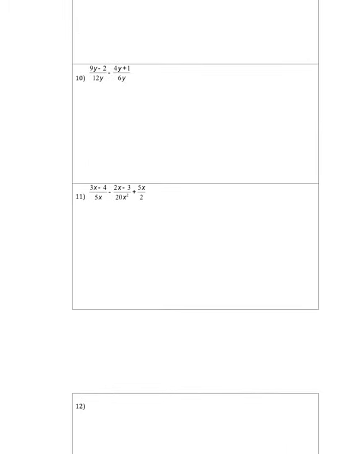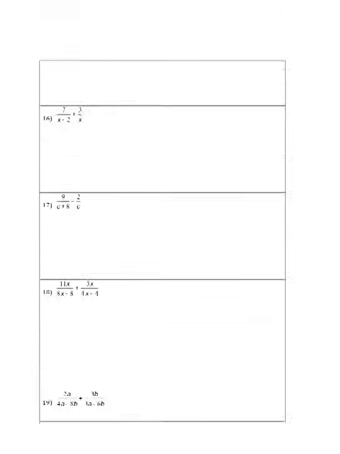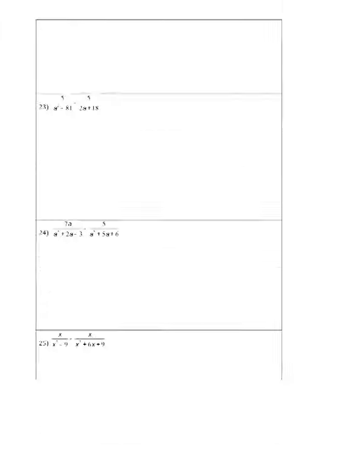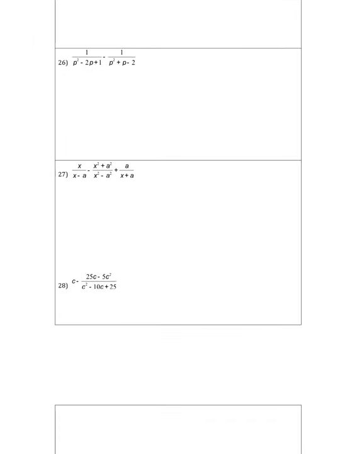Okay, so 27, scroll down. Looking at the denominator, I'm going to factor it as x squared minus a squared, a difference of squares. So it'd be x plus a times x minus a.